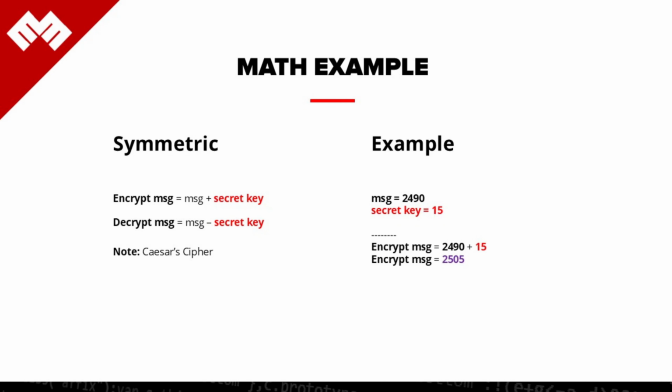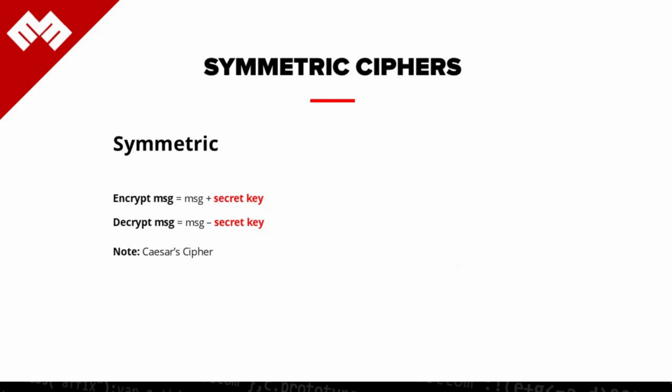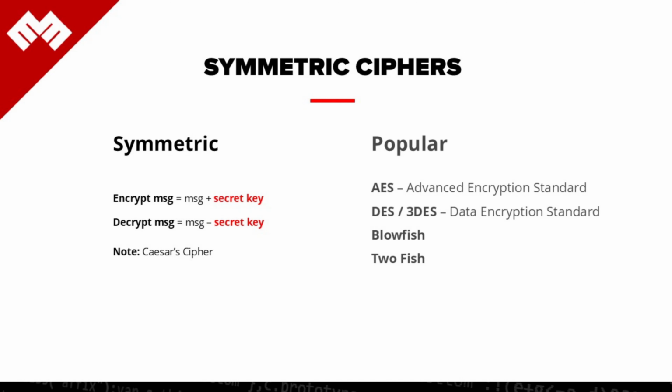The encrypted message is 2490 plus 15, which is 2505. To decrypt the encrypted message, you take the encrypted message of 2505 and subtract it by the secret value of 15. And now you can see that the decrypted message is 2490, which is the same as our original message. Caesar's cipher is very weak, so it's not really used in any commercial or practical setting. Caesar's cipher is really used just for educational and illustrative purposes.